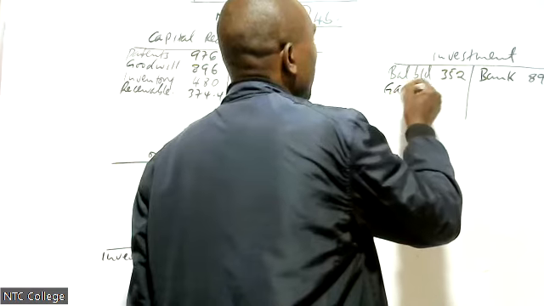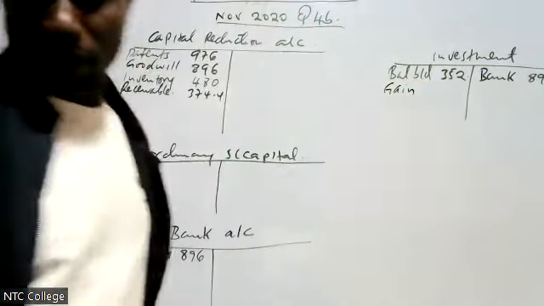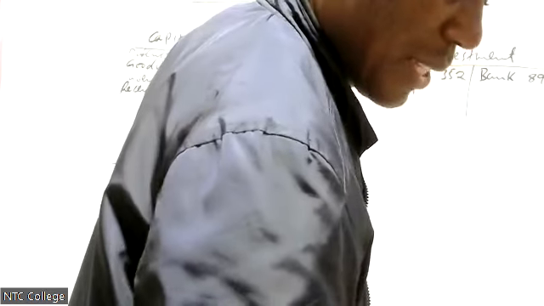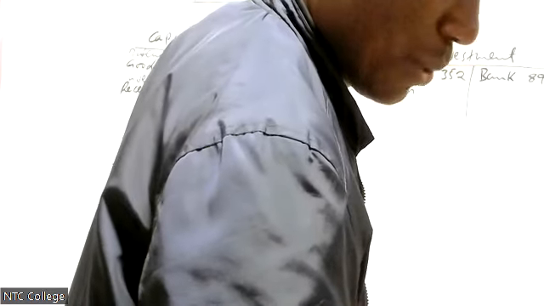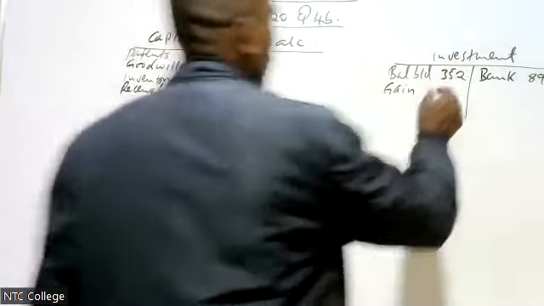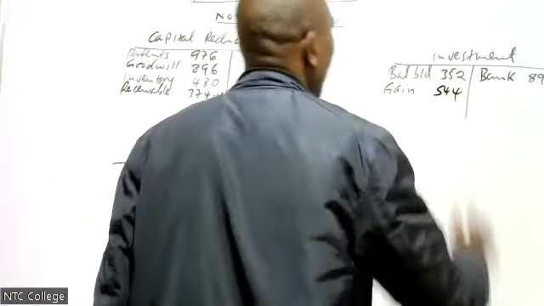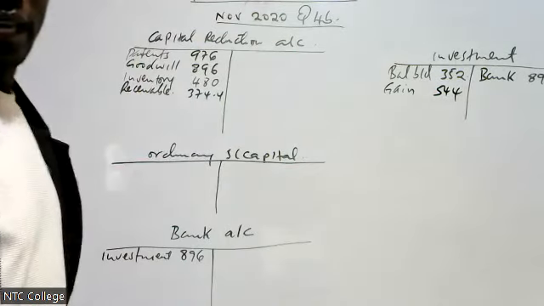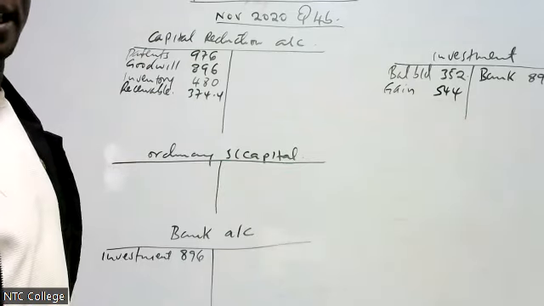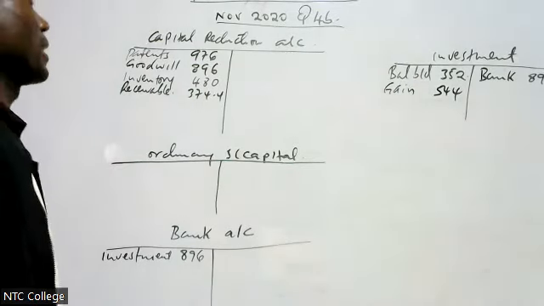We have the gain because we sold at a price more. How much is the gain? Mwalimu is getting, is it 544? 544 there. You can confirm it, 544. That is the gain on sale of what? Investment, but I believe you are confirming.